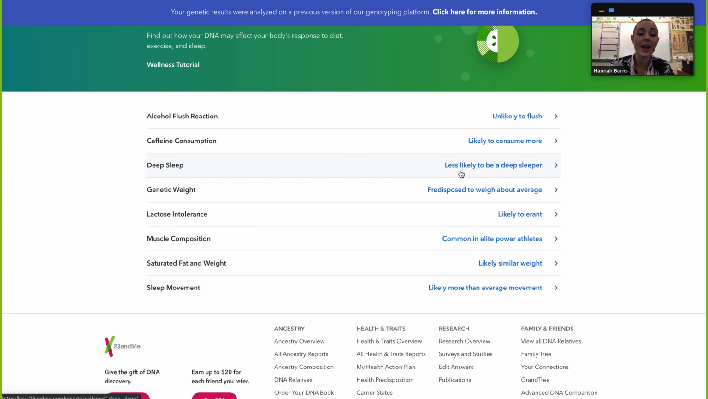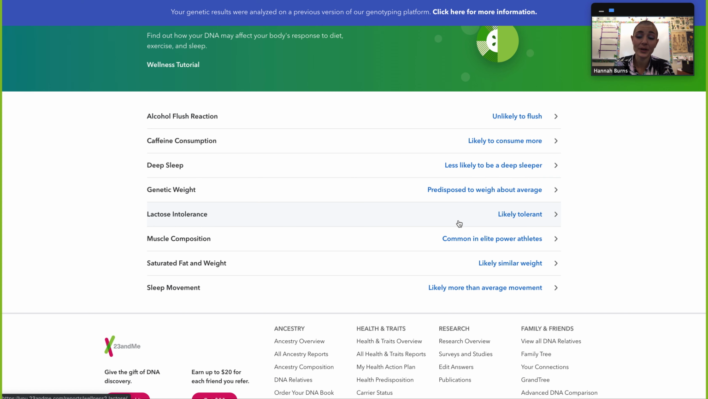Deep sleep. I am not a deep sleeper whatsoever. I am such a light sleeper that you could open the door and I'll wake up. You can whisper my name, Hannah, and I'm like, what? What do we need? So I'm a really light sleeper. I'm predisposed, way above average.